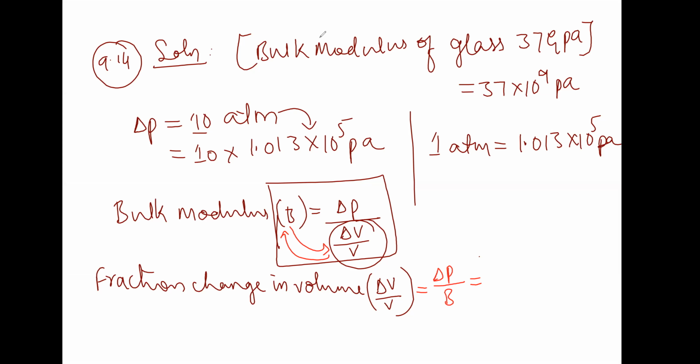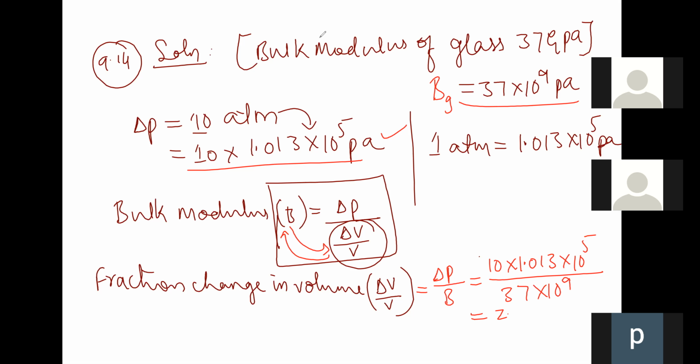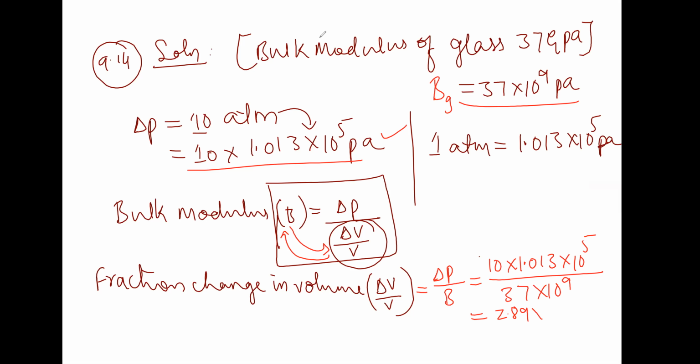So do the value substitution. The delta P value we know here. Substitute this value: 10 into 1 atmospheric value, 1.013 into 10 to the power of 5, divided by bulk modulus of glass, which we know. To represent bulk modulus of glass, B is bulk modulus and G is written small, BG. Bulk modulus of glass is 37 into 10 to the power of 9, because it is gigapascal. So when we simplify this, we get 2.89 into 10 to the power of -5.